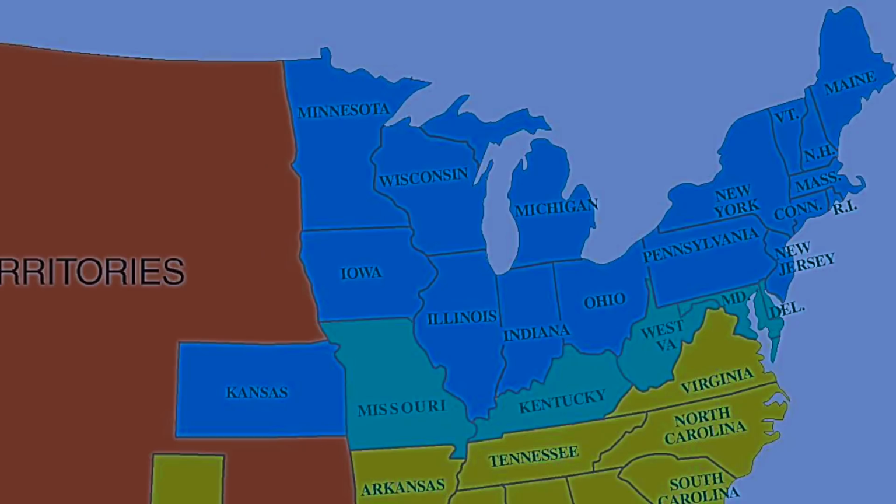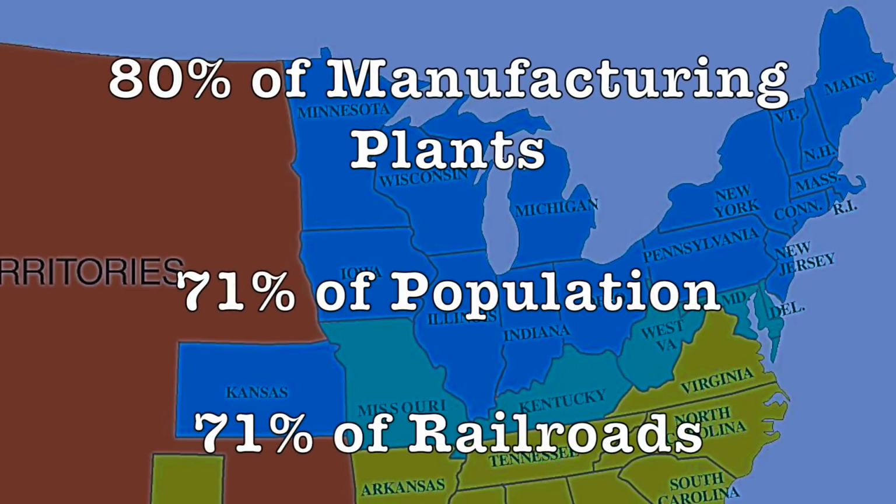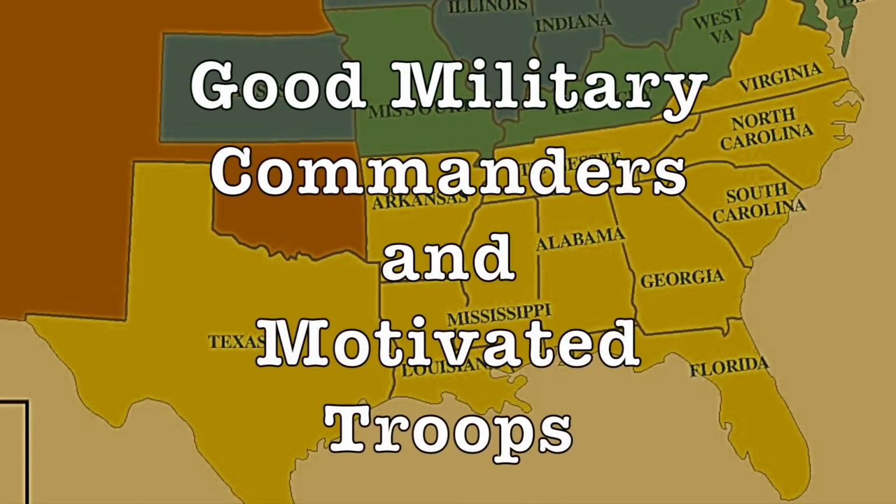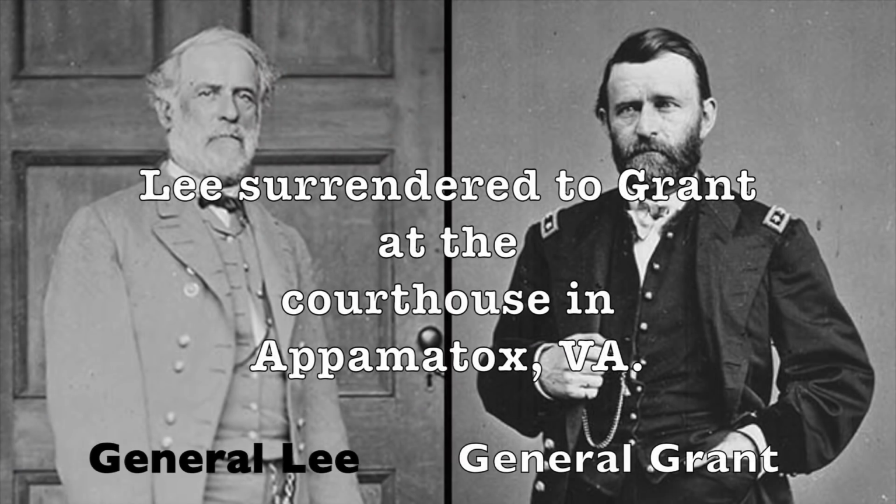The South was at a big disadvantage when it came to fighting the war with the United States because the North had 80% of the manufacturing plants, 71% of the population, 71% of the railroads. The South did have very good military commanders and they had motivated troops, but in the end it was not enough. The Union Army prevailed and the United States remained one country. The Confederacy eventually surrendered and the war officially ended on April 9, 1865.